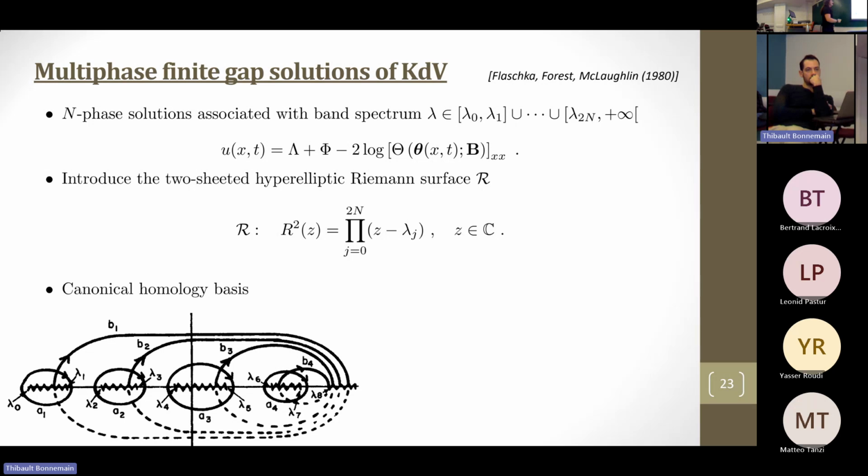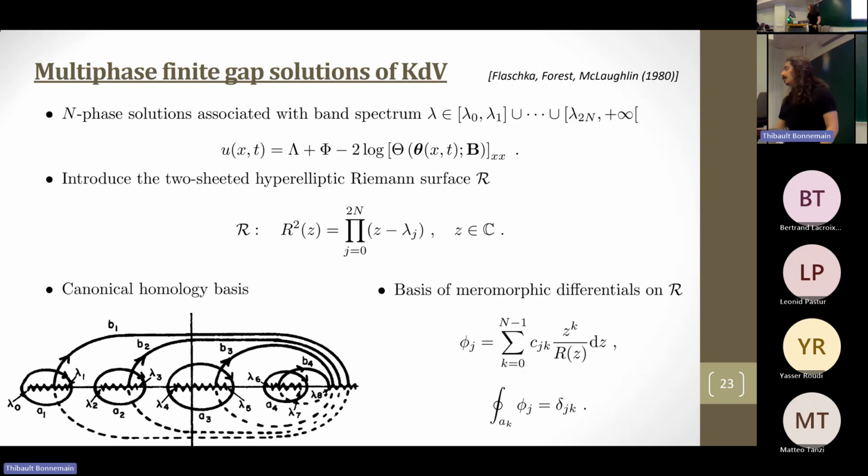The A cycles surround the bands, and the B's are their canonical conjugates. So B1 surrounds all the gaps, B2 surrounds all the gaps except the first one. Okay. And the last ingredient I need is a basis of meromorphic differentials on R, phi here, that are determined by the normalization condition here over the A cycles. So now I have all the ingredients I need to evaluate lambda, phi, theta, and b.